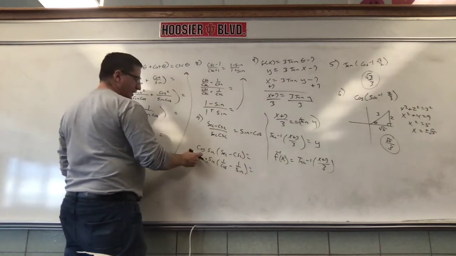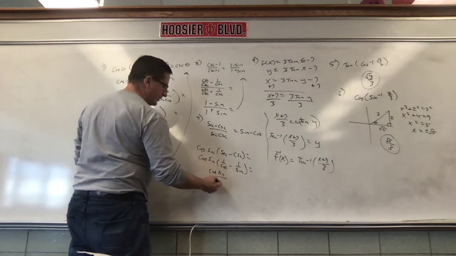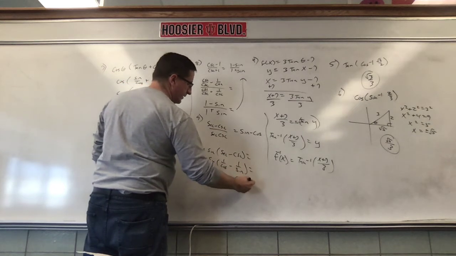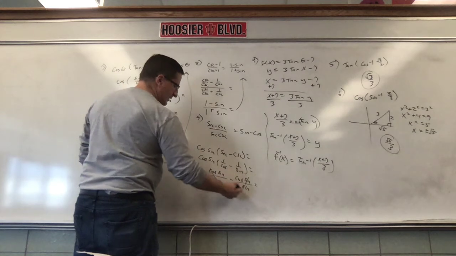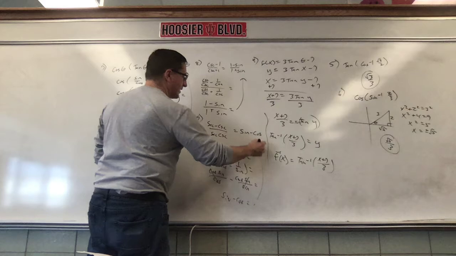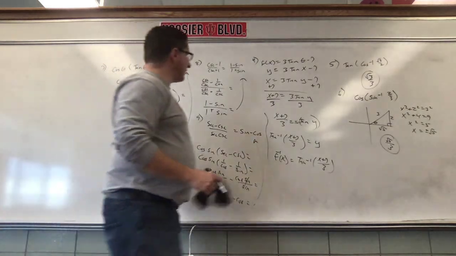If I distribute this, cosine sine times 1 is cosine sine over cosine. Cosine sine times 1 is cosine sine over sine. The cosines cancel, the sines cancel, we have sine minus cosine equals sine minus cosine. Okay? All right, number 10.